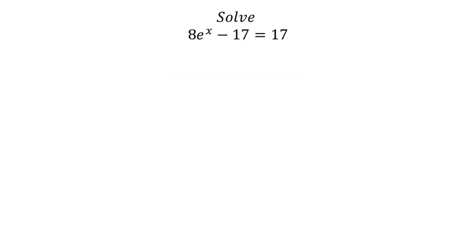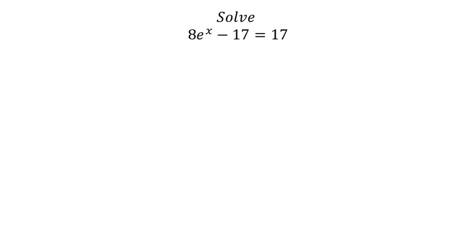Here we've got 8 times Euler's constant e to the power of x minus 17 equals 17. And so we're going to solve this one for x, right? It's an exponent, so I've got a base e. I don't really care that it's base e, but it's to the power of x. I want to isolate that x, okay?